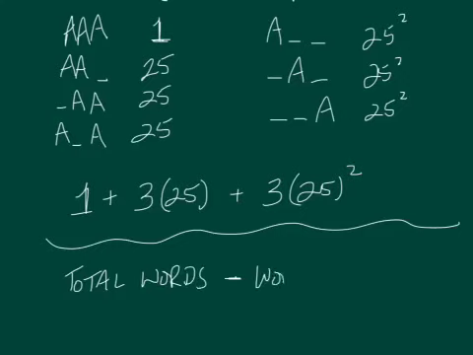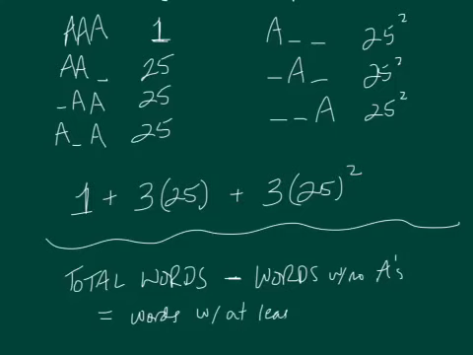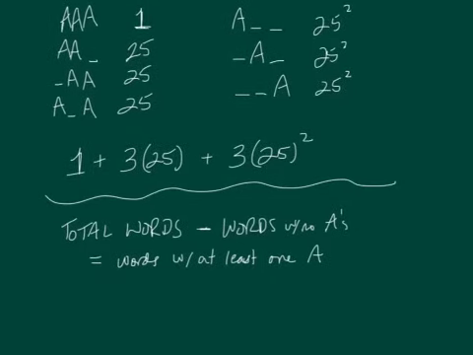So the total words minus words with no A's should equal words with at least one A. There's a little trick you can always do. When you see something that says at least, it's usually easiest to actually count the total and subtract. In other words, whatever this thing is should be the same as 26 cubed minus 25 cubed. And there's actually a very easy way to see that.